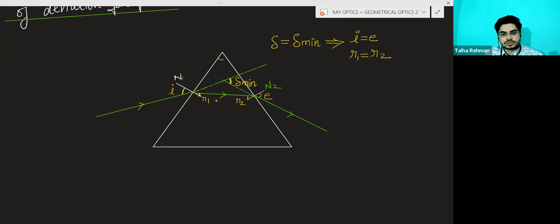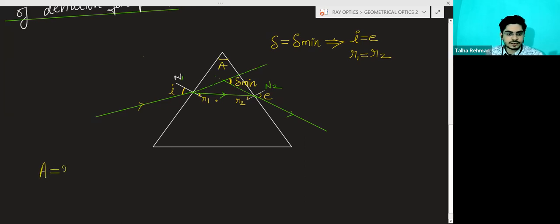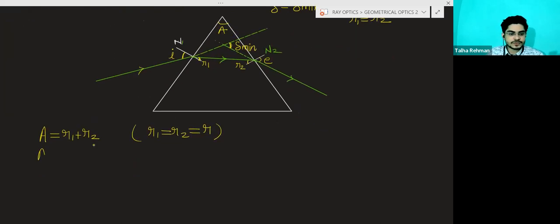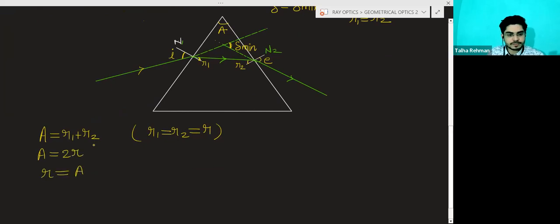Suppose A is the angle of the prism. So now we know that A is equal to R1 plus R2 in case of a prism. But both R1 and R2 are equal, and suppose that is equal to R. So you can write A is equal to 2R. From here you can write R is equal to A by 2.